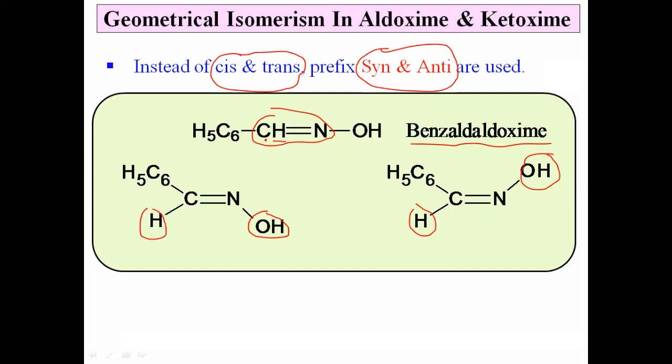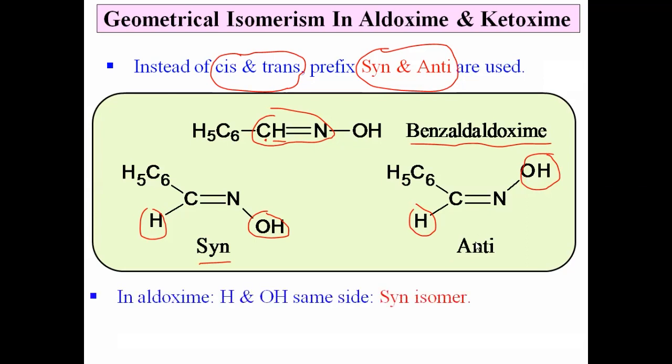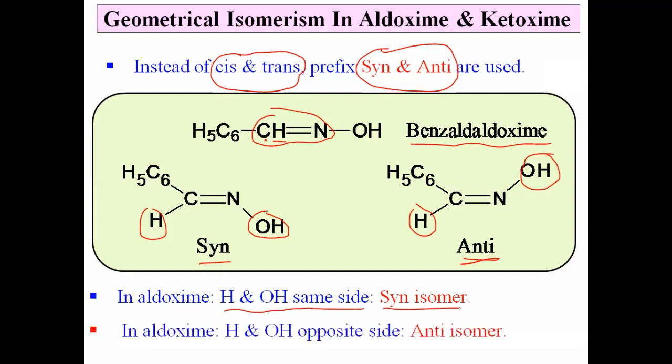Here the first isomer, in which hydrogen and OH are present at the same side of the double bond, is called syn isomer. While in another case, where H and OH are present at the opposite side, it is called anti-isomer. Thus, if H and OH are present at the same side, it is called syn isomer. And if hydrogen and OH are present at the opposite side, it is called anti-isomer.